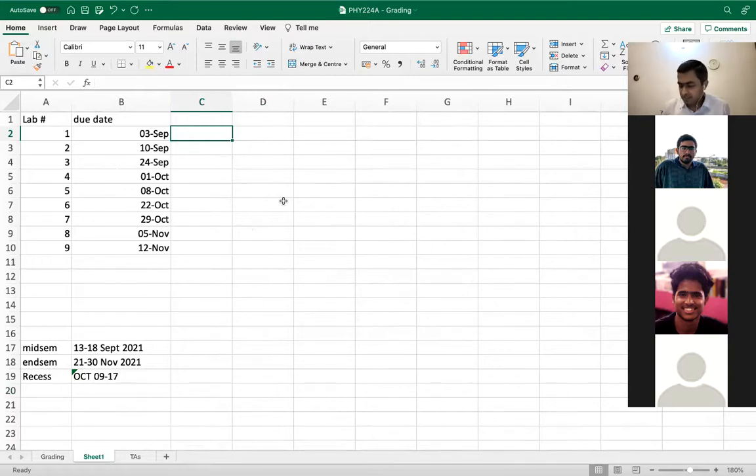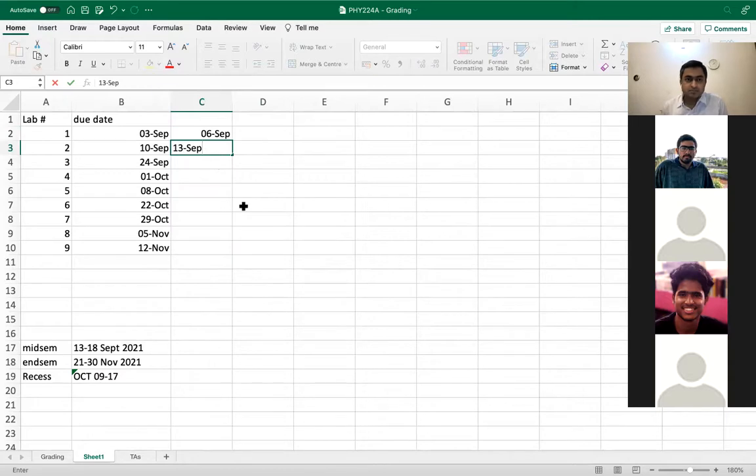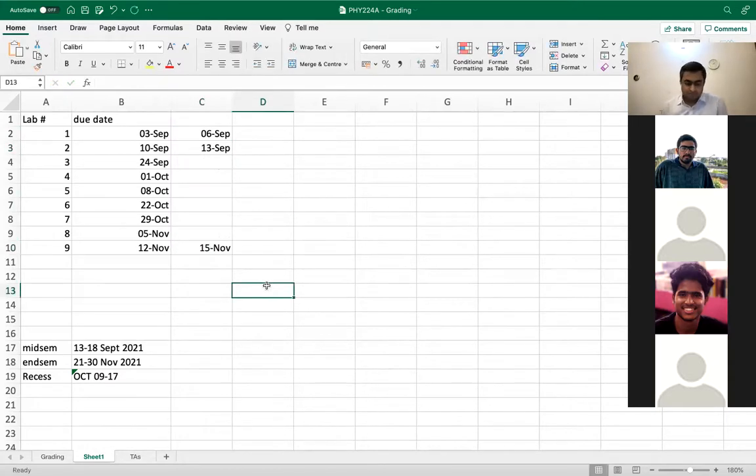4, 5, 6. 6 September. Okay, I will shift everything by, and then this will become 13. And this will be 15. Fine. Any other comment, suggestion, question so far?